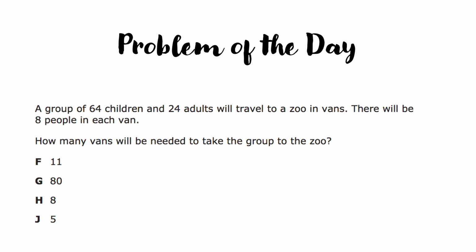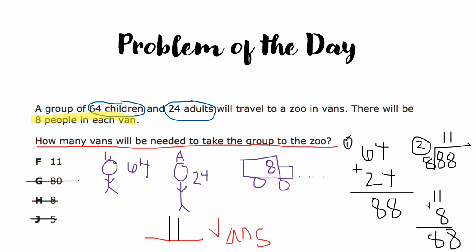So using our fact family and our knowledge, if you know 8 times 11, great job, that's going to give us our answer, 11 V for vans. We can go ahead and check that if we want to do 8 plus 8 plus 8 plus 8 plus 8, 11 times. If we got 88, it's correct. If you want to do 88 minus 8 minus 8 minus 8 minus 8 until you get to 0, you'll see that you have 11 groups of 8. So our answer checks out. 11 vans are needed. There's our answer, F. So great job if you got that.